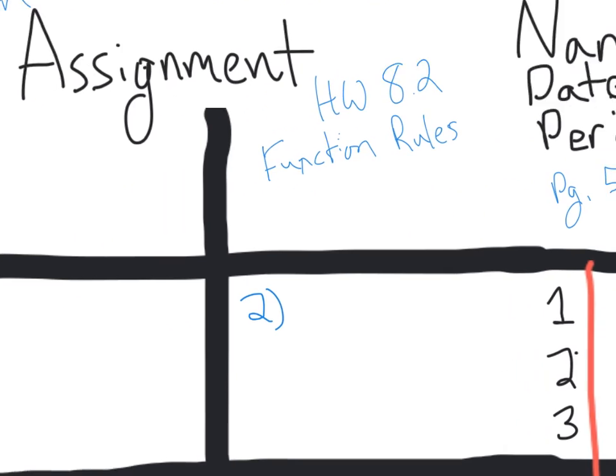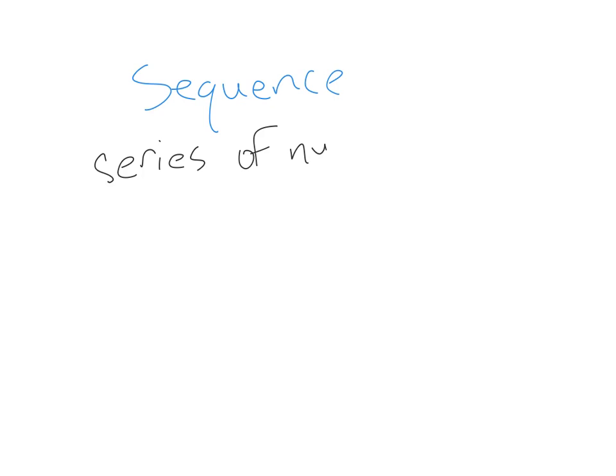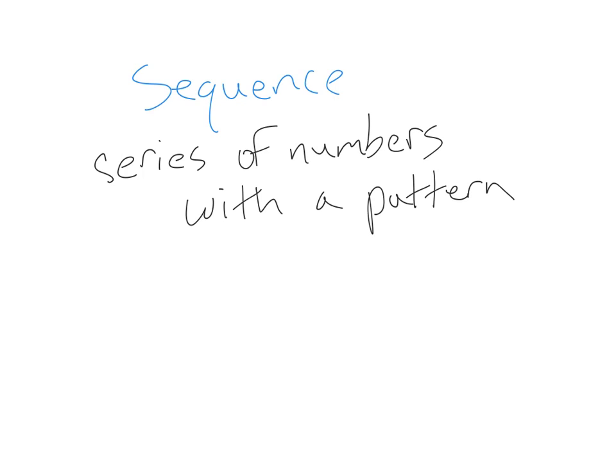This is page 591 in your textbook. Before we get started though, I want to talk about this word. It's sequence. And the sequence just means you have a series or a list of numbers, so a series of numbers with a pattern. So there's some type of pattern going on with your series of numbers.